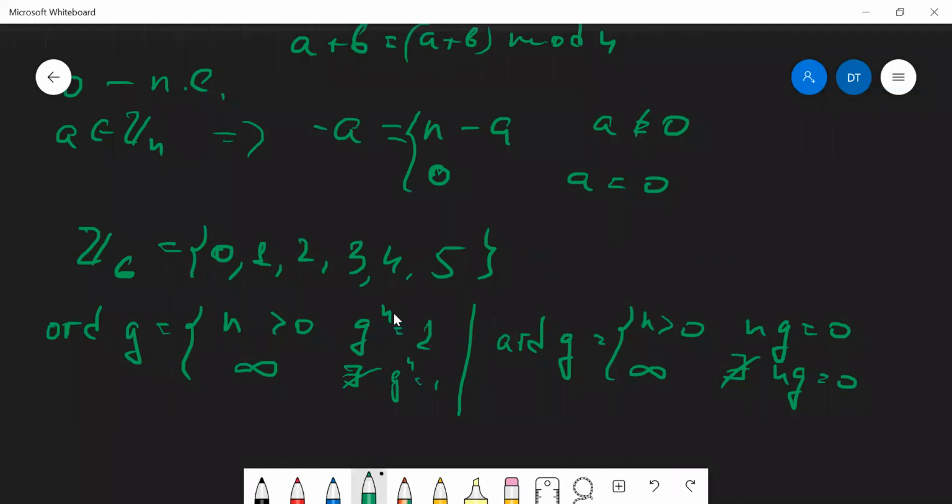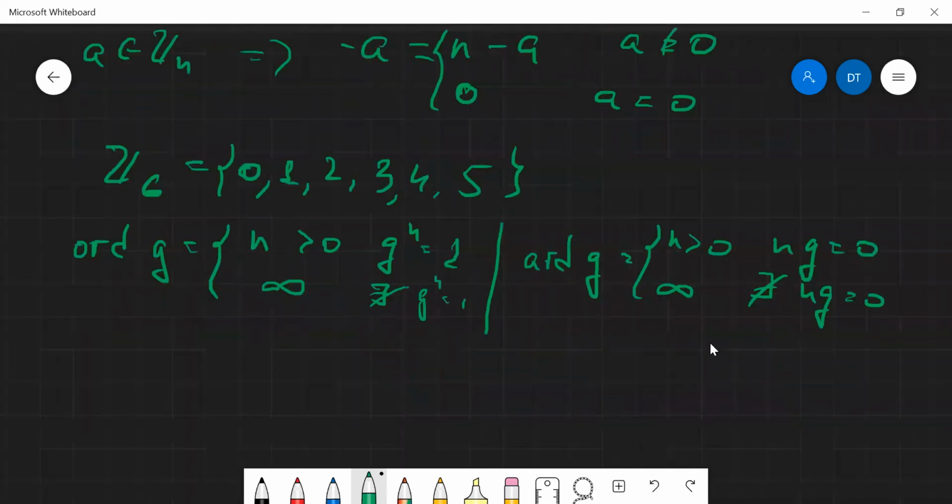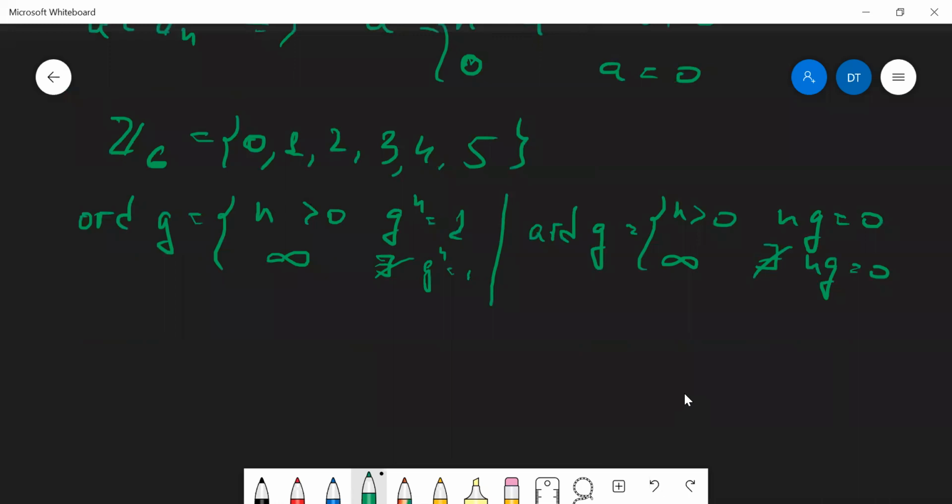This is the multiplicative notation and this is the additive notation. This means we apply the operation n times, and this also means that we apply the operation n times. But since here we use addition, if we add a number n times, it means that you multiply it by the natural number n. That's why this notation works like this. So let's compute the orders of the elements. What is the order of 0?